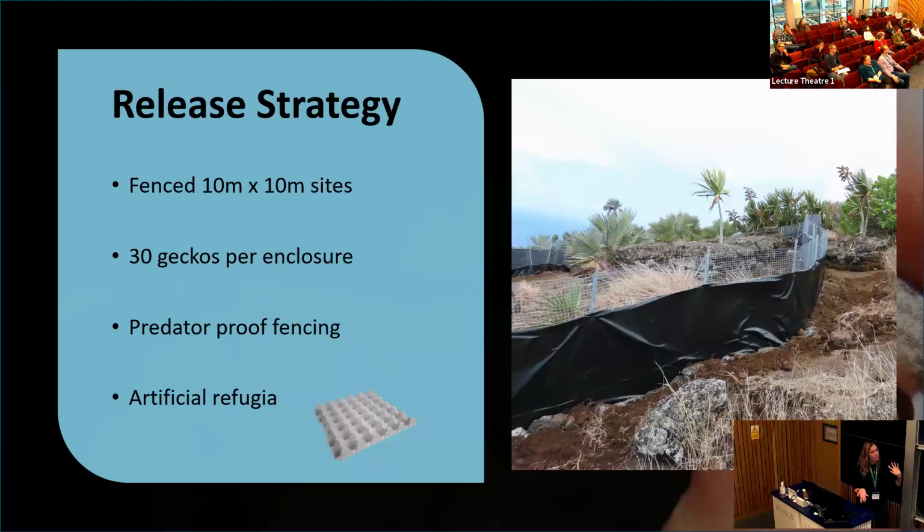shiny surfaces, so it stopped quite a lot of the geckos and the skinks. We also greased the top of it to stop the geckos getting in or out, and it was buried underneath to stop anything digging under. And we also put some artificial refugia in, which are just extra habitat for them to help them join the best bits of habitat together.